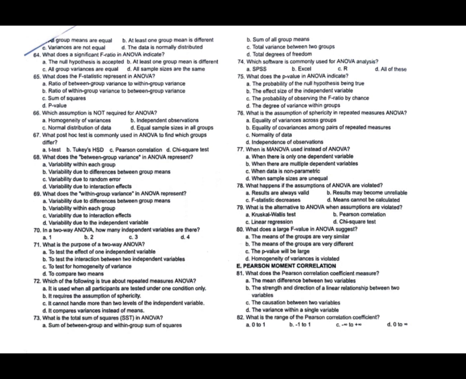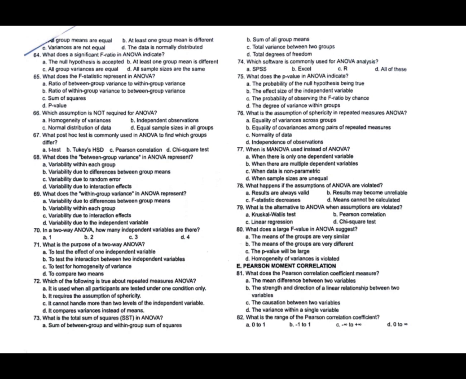What is the purpose of two-way ANOVA? The purpose of two-way ANOVA is to test the interaction between two independent variables, which means that B is the answer. Which of the following is true about the repeated measures ANOVA? Letter B. It requires the assumption of sphericity.